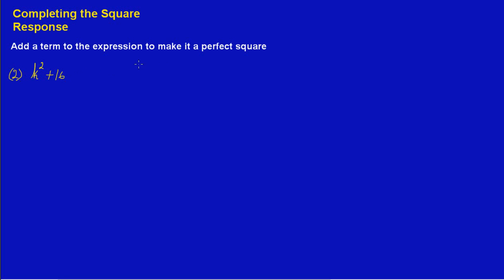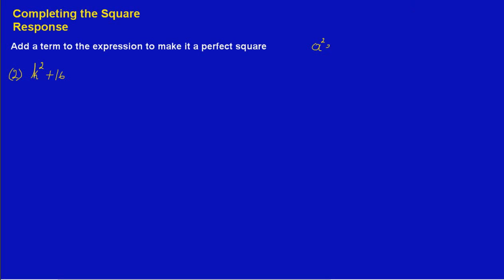Here we have a quadratic, and we are asked to add a term to this quadratic to make it a perfect square. Now let's look at the general form of a quadratic. The general form of a quadratic is ax squared.